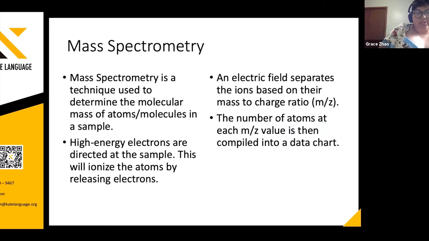So for mass spectrometry, or sometimes in chem we'll say mass spec, we're going to basically excite a few electrons, and this will ionize, which means to separate the atom and release the electrons to count how much there is. An electric field will separate these ions, which are basically, we're breaking apart the atom. Just think about breaking something into pieces, and you're going to excite it to see what's the mass to charge ratio. The number of atoms at each m/z value is then compiled into a data chart.